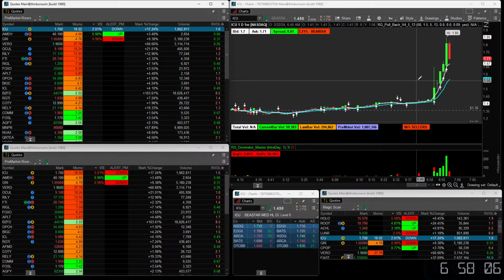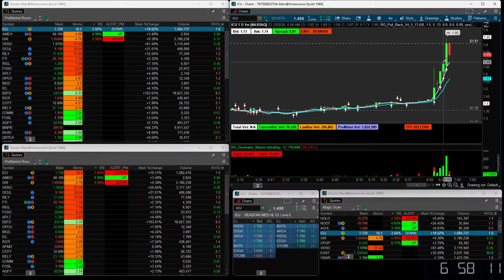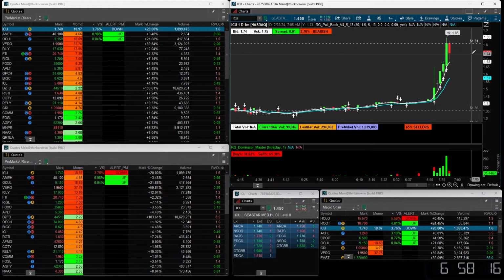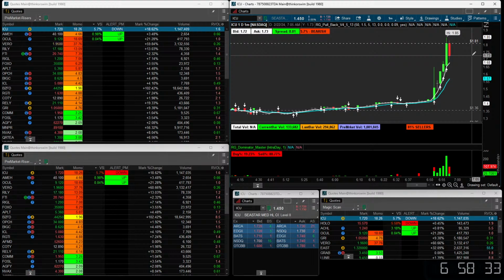Let's see if that's a pullback. Maybe we have enough volume for that to be accurate. You see a tall wick coming in on the bottom. The buyers are buying it up to drive it back up. That's also an entry level. Need this candle to close. And then we immediately watch the green bars down below in Dominator Master for the buyers to come back in.